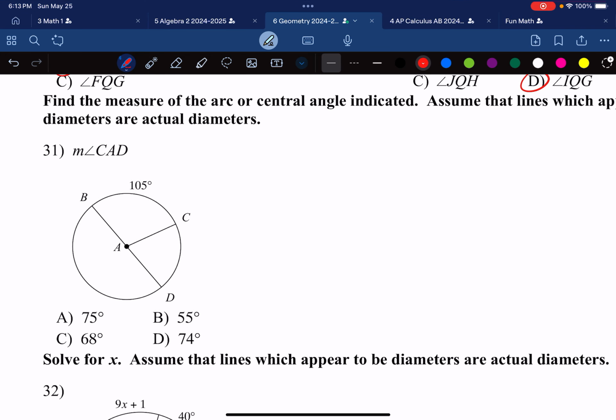Number 31, we're trying to find the measure of the angle CAD. So it goes from C to A, then to D. So it's talking about this angle right here. I can go ahead and label that. Maybe I'll call it X. So this angle X, how do we find that?